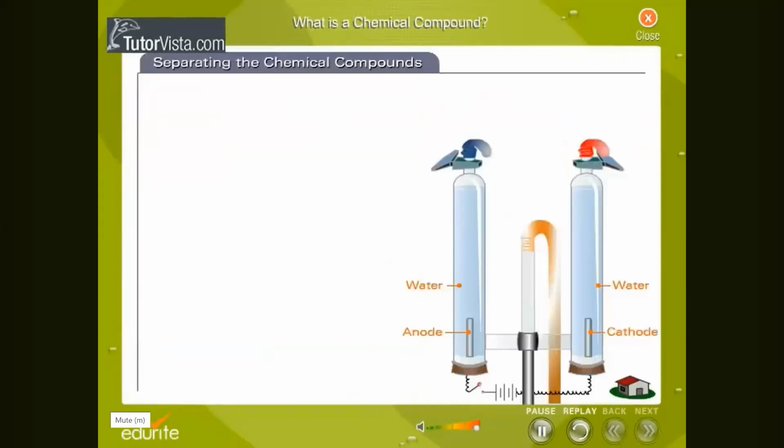Separating the chemical compounds. Unlike mixtures, which are fairly easy to separate, the strong bonds in a compound can be broken only by chemical means. By using electricity, we can break the bonds holding the elements hydrogen and oxygen present in the compound water. When an electric current passes through 2 tubes full of water, it breaks the tight bonds between the hydrogen and oxygen atoms in each water molecule.